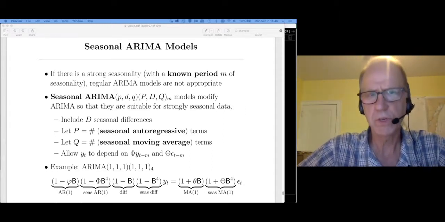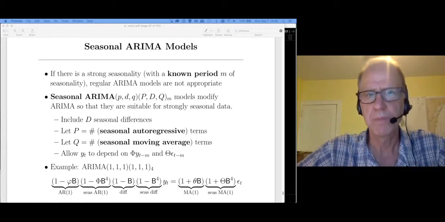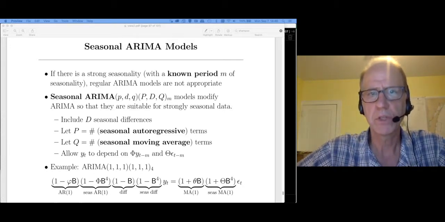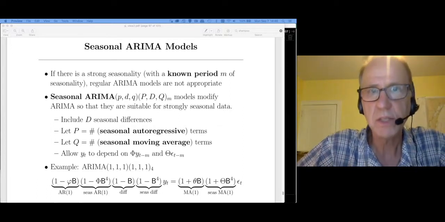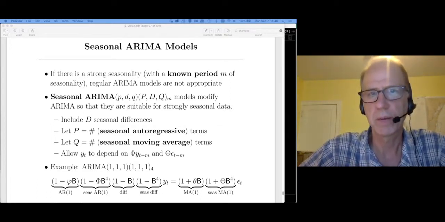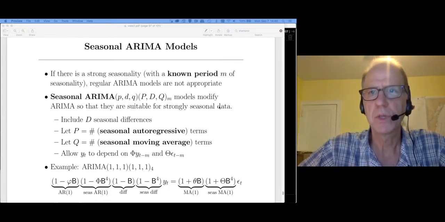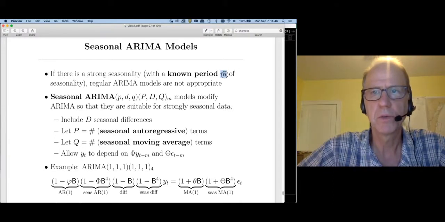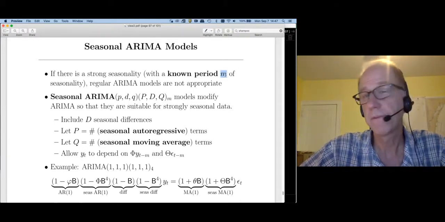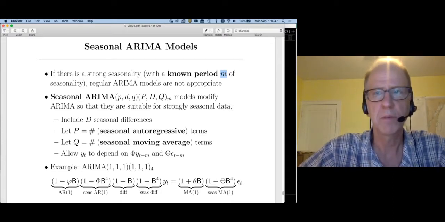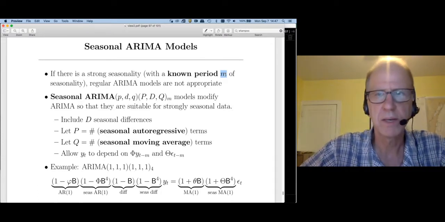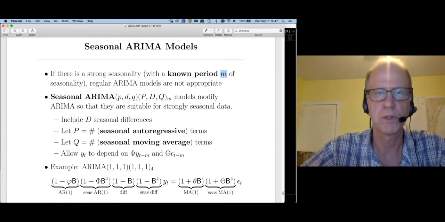So in the previous video we talked about ARIMA models. They don't work if you have a strong seasonal pattern. That's why we would need one of these seasonal ARIMA models that I'm going to talk about here. So as always, I'm going to use the variable m to denote the length of the seasonal period. So if we have quarterly data, m is going to be 4. If we have monthly data, m would be 12, and so forth.